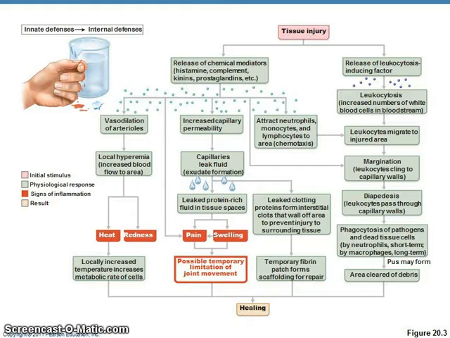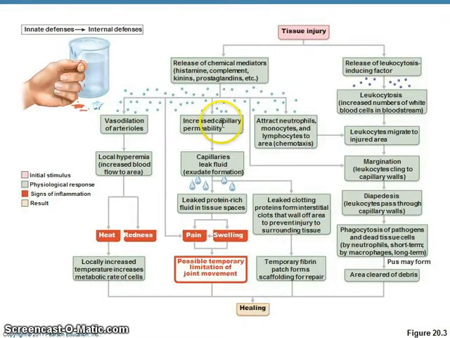In addition to the vasodilation, you're also going to get increased capillary permeability, which means more fluid is going to be leaking out of these capillaries. We call this fluid exudate. It's primarily plasma, and it's going to have in it all of the good stuff that the plasma delivers to your body, such as clotting proteins, glucose, and any of the other raw materials that might be needed either to fight the infection or to repair the area.